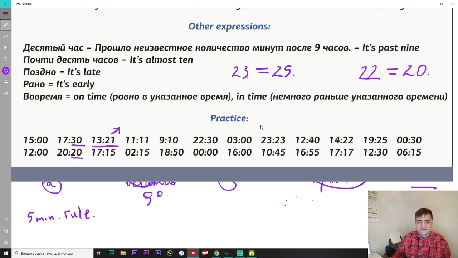It sounds better. Next, 17:15. So 15 means quarter, remember? Quarter. So what happens here, we say it's quarter past 5. Okay, it's quarter past 5.